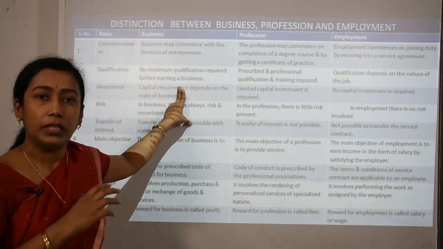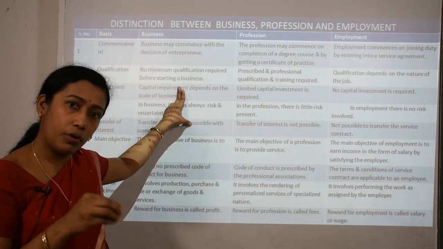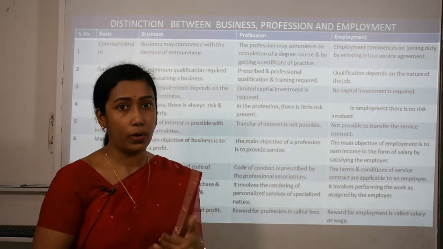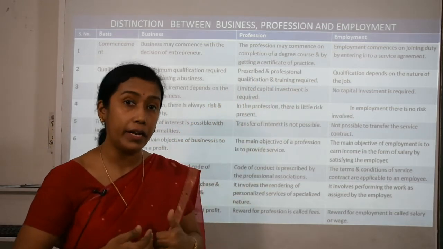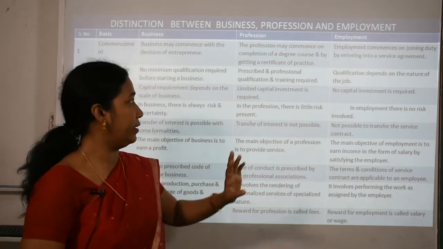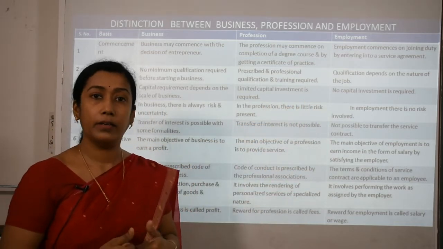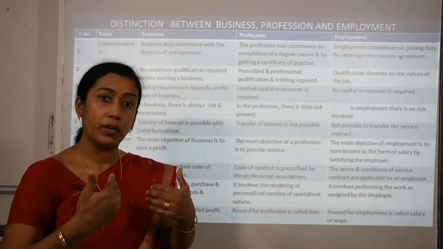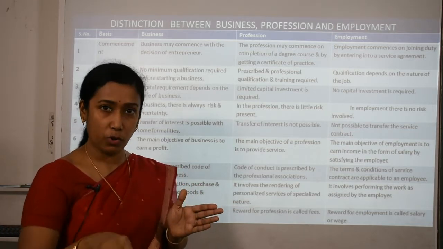In terms of qualification, businessmen do not require maximum qualification. With minimum qualification also, a business can be started. But if we see professional degrees, they require a special prescribed professional qualification, and even training is required for it. So maximum qualification is required for professional degrees. Whereas in employment, qualification basically depends upon the nature of the job, like a clerk, an accountant, a stenographer, and various other people who are doing employment. So their qualification depends on the kind of job they are doing.